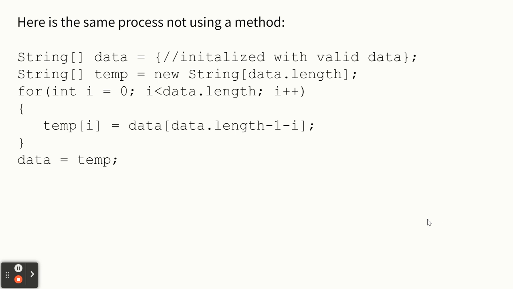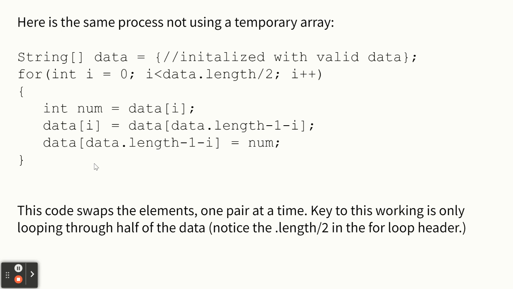Here's the same process not using a method. So I have data that I want to reverse. I make a new array called temp, and it's the right length. Has to be the right length. Remember, you can't change the length of an array. And then i is equal to 0 all the way up to the end, and we just reverse it. And then as the last step, I say, you know what? Data is going to equal temp now. Just replacing the whole array with this new array. That effectively reversed the array. And I show you one more version, not using a temporary array.